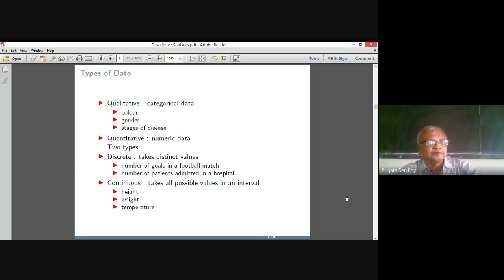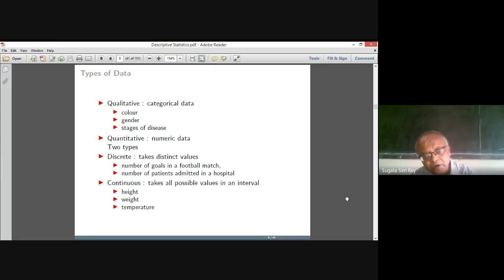We just say its height is 5 feet 2 inches or 5 feet 3 inches, but it can be 2.5 inches more than that, say 5 feet 2.5869 inches and things like that. So these are continuous scales, whereas you can't have 1.5 goals in a football match or 1.5 patients. This has to be round figures, so these are discrete values.